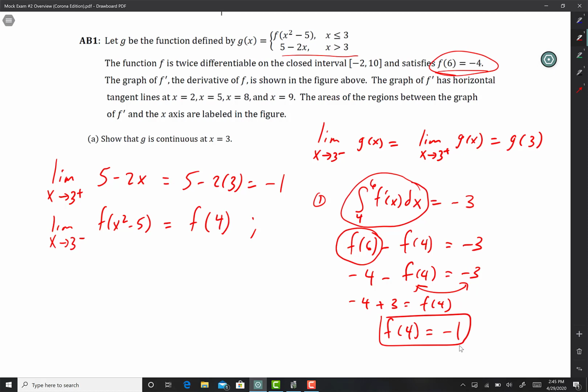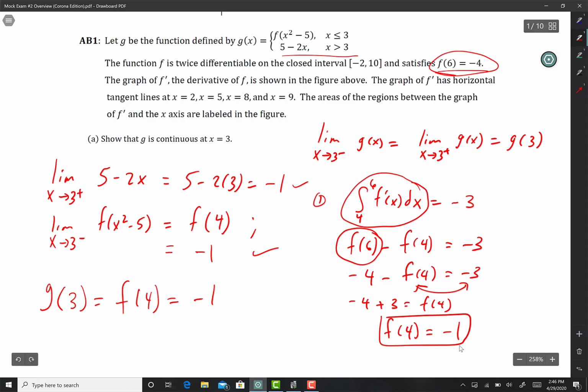Cool? Cool. Well, since my limit from the left-hand side of this equals negative 1, we're looking pretty good, as you can see here. Now I've got to check g of 3. If I plug in a 3, you'll get back to this expression, which is going to be f of 4, which is negative 1.